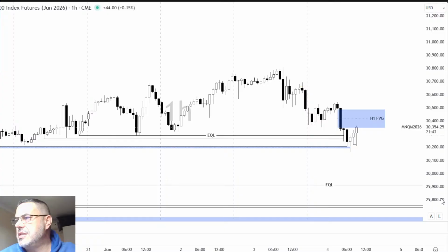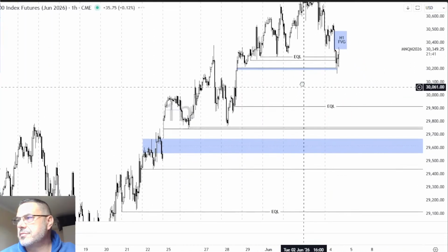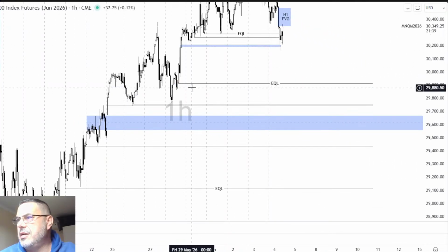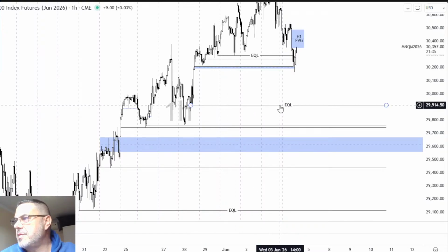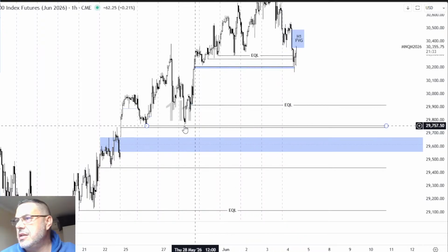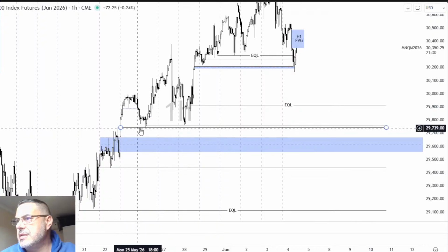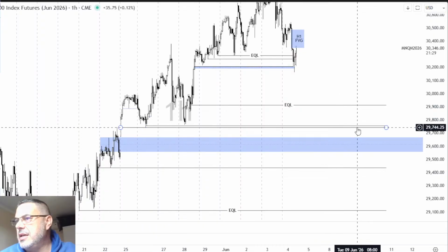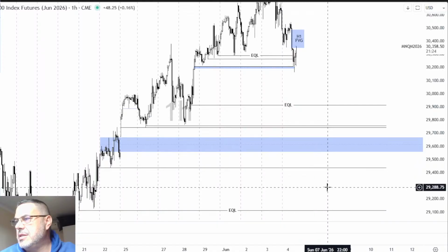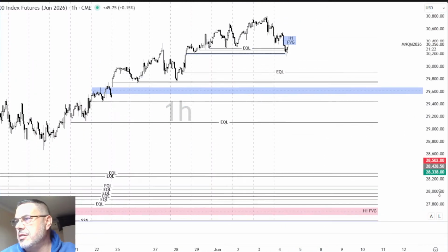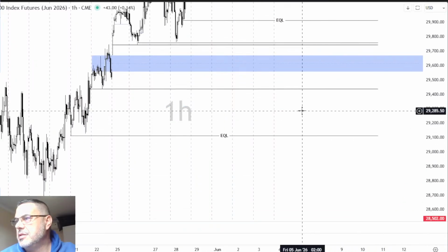If we decide to sell off here, on a 1 minute there's equal lows here at this 914, then there's those equal lows, and there's liquidity there, there's a fair value gap here, there's liquidity, and then the list goes on the lower you go.